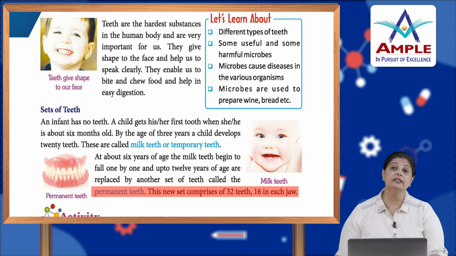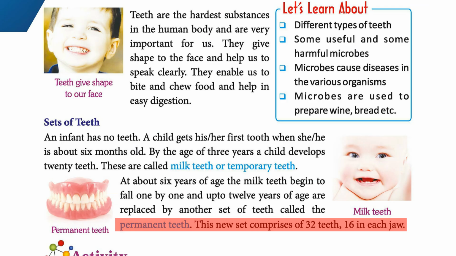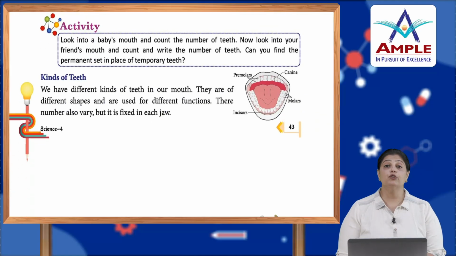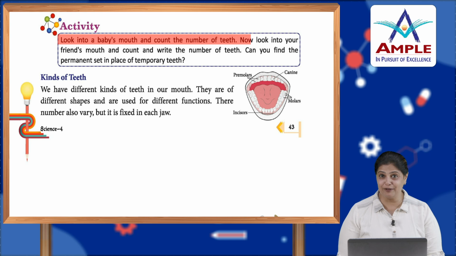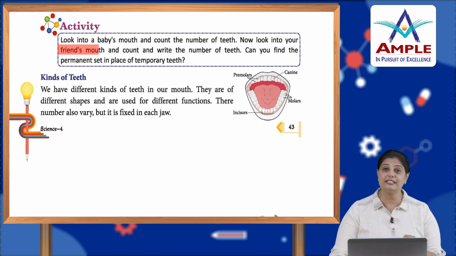And when the child becomes an adult, they have 32 teeth, out of which 4 are different teeth. They are called the wisdom teeth, and the rest are the 28 teeth that they have. Now you have an activity to do. You have to look into a baby's mouth and count the number of teeth. Now you have to look into your friend's mouth and then count and write the number of teeth your friend has. Can you find the permanent set in place of temporary teeth? You have to check that as well.